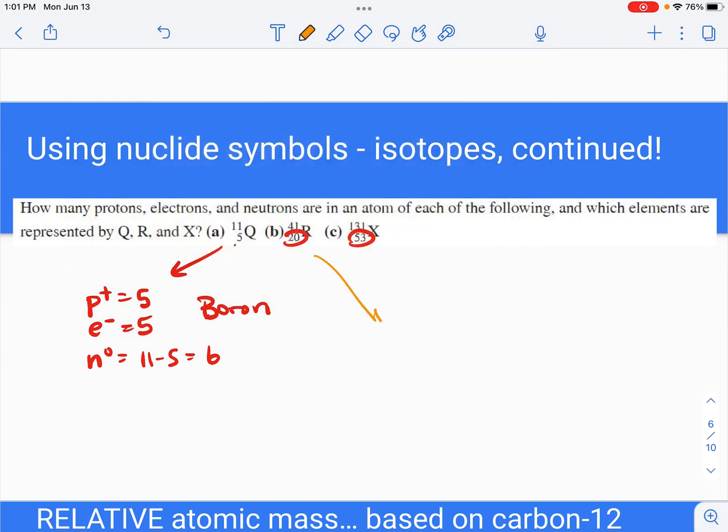For part B, now we have 41 over 20, so the number of protons equals the number of electrons, and in this case is 20. 20 protons is calcium, and the number of neutrons would be 41 minus 20, which is 21 neutrons. Okay, so you can see how this works.